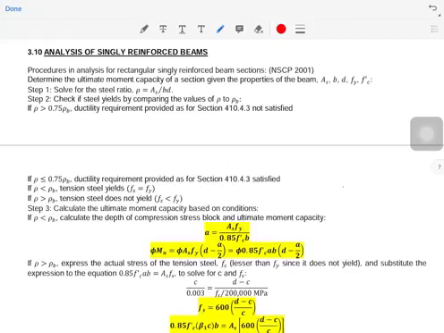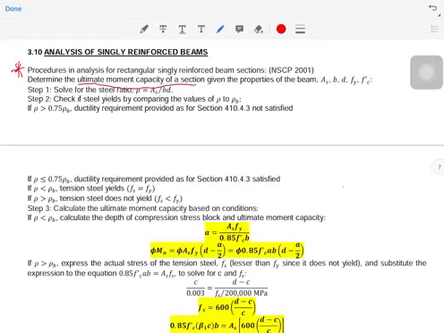So now let's proceed to our next topic, which is the analysis of singly reinforced beams. Here are the procedures in the analysis for a rectangular singly reinforced beam section, specifically for NSCP 2001. If we analyze a particular beam section, we are tasked to determine the ultimate moment capacity of the section.